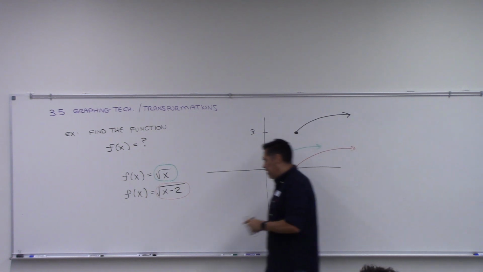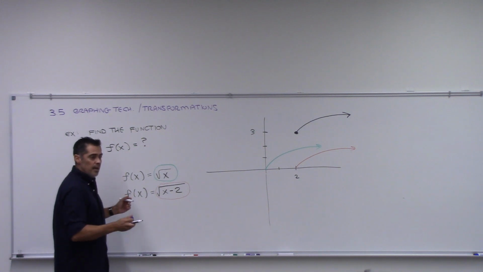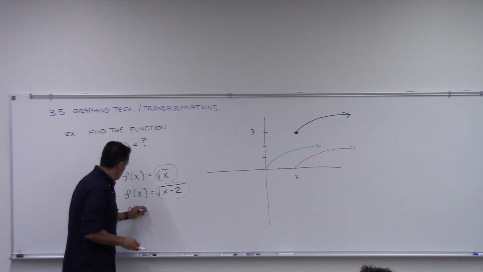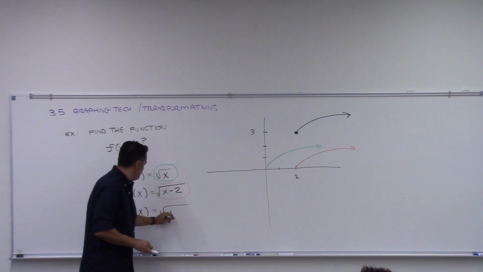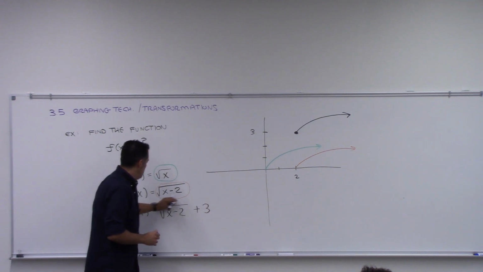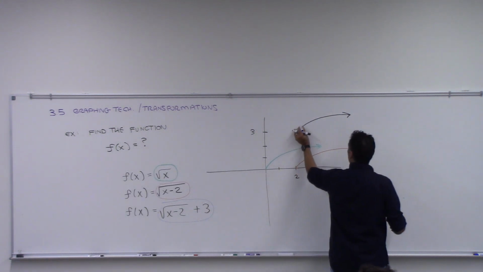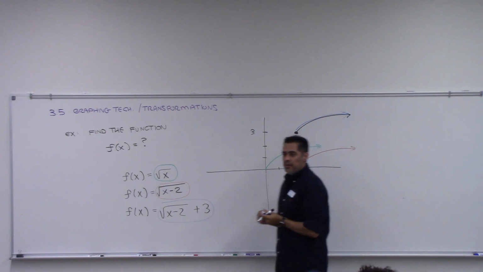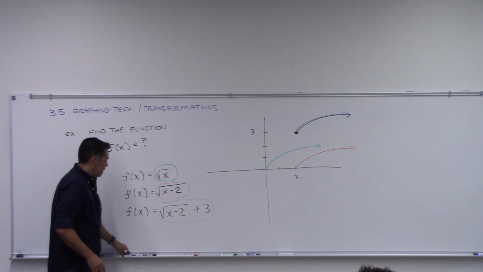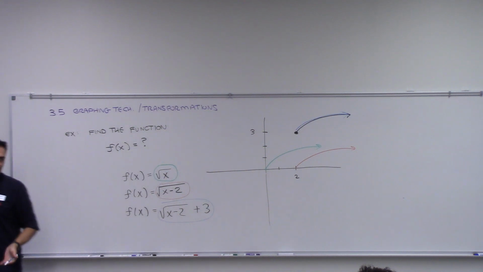And then, add 3, right? We want to add 3 to move it up 3. So we take this right here that we just had, and we add 3. And that should take us, take that picture in red, move it up 1, 2, 3, and that's this, right? Do y'all see it? So this is our answer right here. Now, you have to recognize that as being the square root function. If you don't recognize that as the square root function, this isn't going to happen.